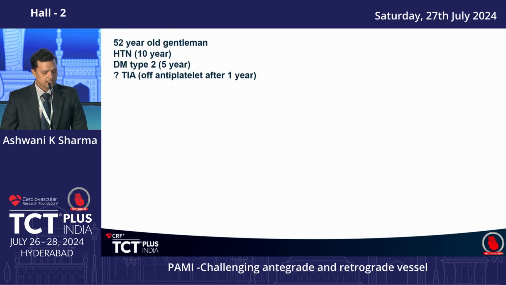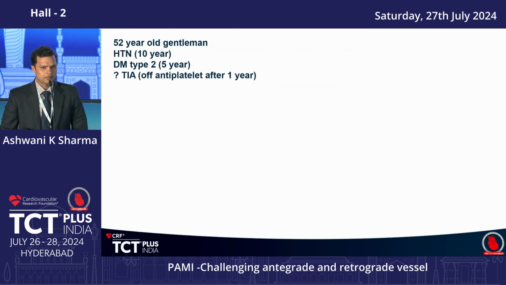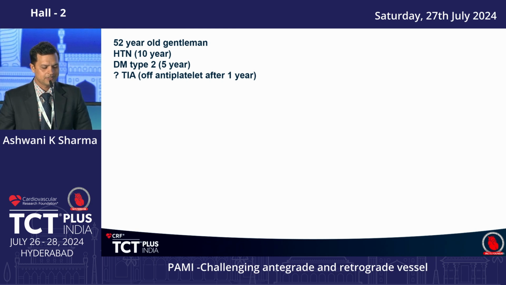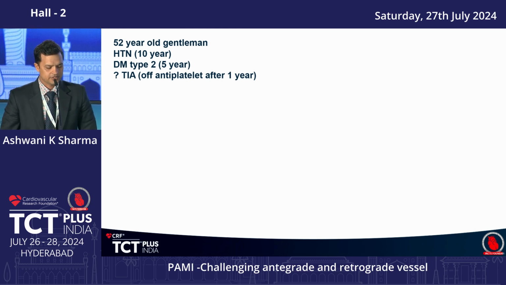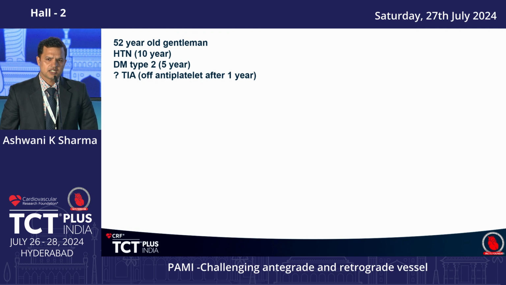I don't have any disclosures. I'm presenting a case of a 52-year-old male who had hypertension for 10 years and well-controlled diabetes mellitus for 5 years. In the past, he had a history of transient ischemic attack, but lately, for 1 year, he was off treatment by himself.